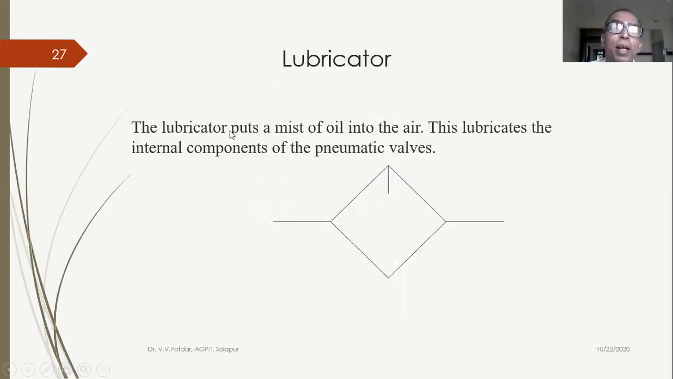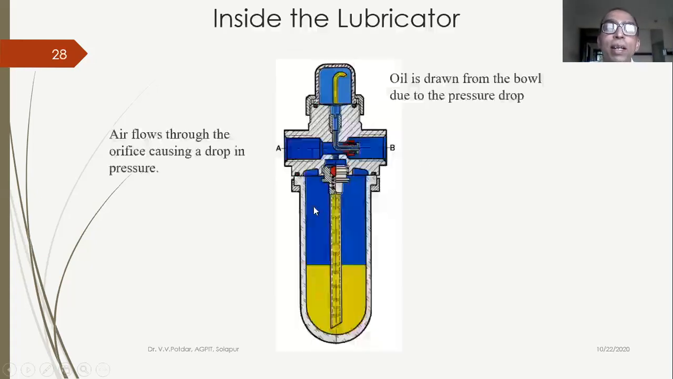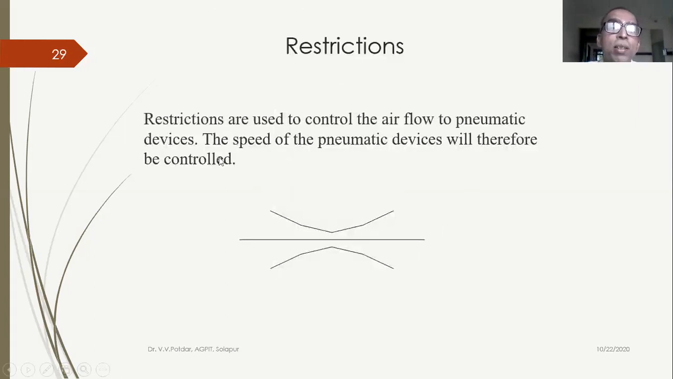The lubricator puts a mist of oil into the air. If you remember in two-stroke engines earlier, there used to be petrol type of lubrication. We used to mix a small amount of oil with petrol, so that when combustion occurs, the oil traces will lubricate the piston rings or piston valves or cylinder valves. Similarly, we add a mist of oil into the air so that this lubricates the internal components of the pneumatic valves and the cylinder. And inside the lubricator, there are restrictions, different types of restricting valves.